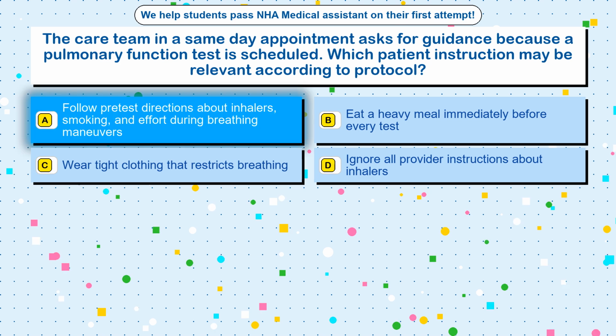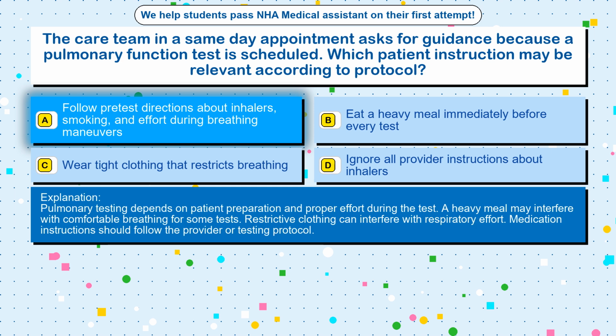The correct answer is option A. Follow pre-test directions about inhalers, smoking, and effort during breathing maneuvers. Pulmonary testing depends on patient preparation and proper effort during the test. A heavy meal may interfere with comfortable breathing for some tests. Restrictive clothing can interfere with respiratory effort. Medication instructions should follow the provider or testing protocol.